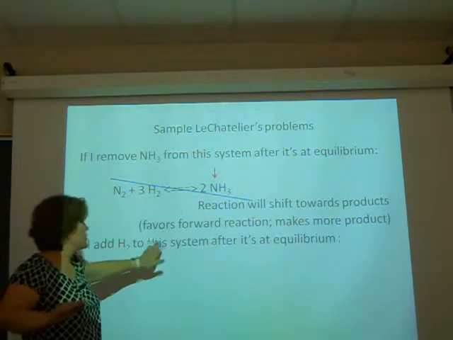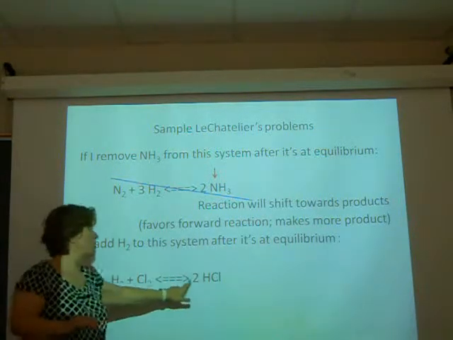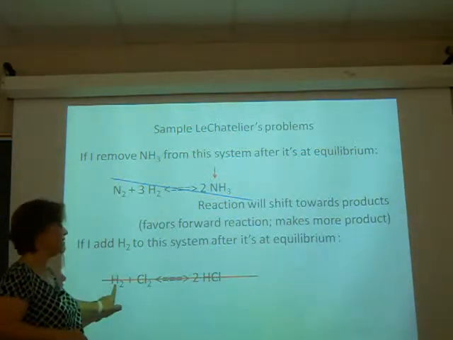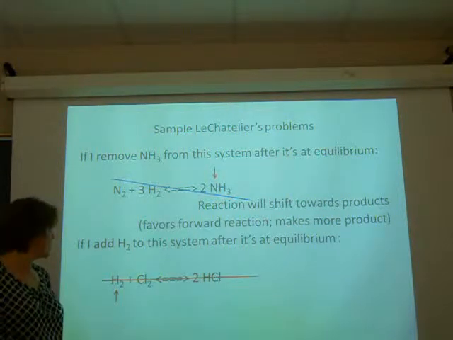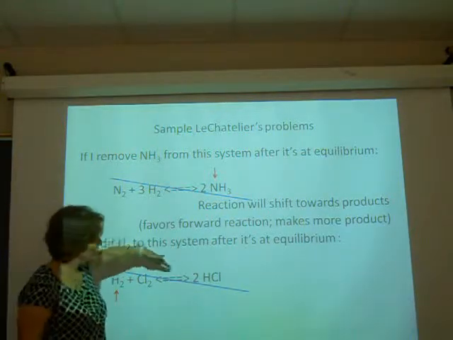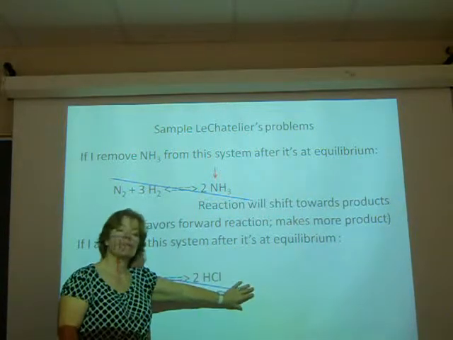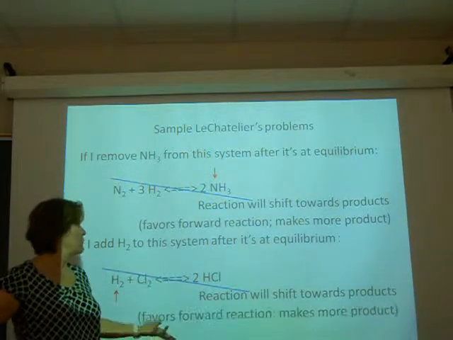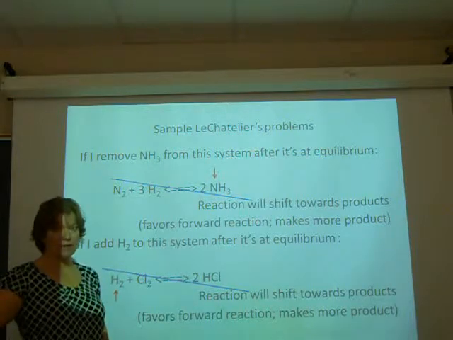If I add hydrogen to this system after it's at equilibrium, and this is now hydrogen plus chlorine makes 2HCl, I put a line through it. Here's my hydrogen, it's a reactant. Adding it, I'm going to push up on the line, so I'm going to put an up arrow underneath it. It's going to push up on the left side and tilt the line this way. Note that the same thing happens: if I put everything on it, it's going to roll towards the product side. So it shifts towards the products. I could also say it's going to favor the forward reaction, it shifts to the right, or it makes more product. They're all saying the same thing.